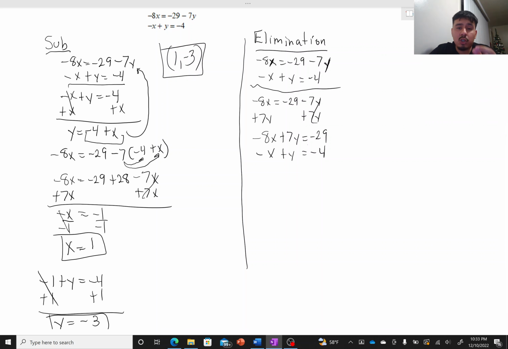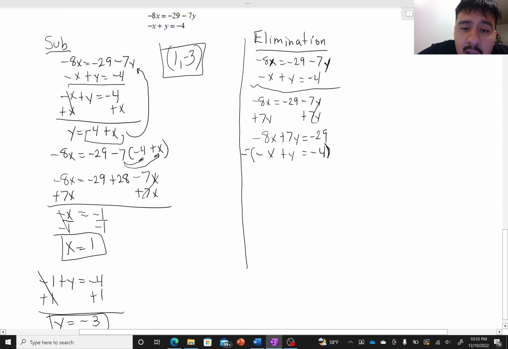So I have to force one of my two equations to look like the other, one of the two variables in the other equation. So the next step that I can do, I'm going to multiply this second equation by negative 7. I want to get rid of the y's. So I'm going to multiply times negative 7 on everything. I'm going to multiply times the negative x, I'm going to multiply times the y, and I'm going to multiply times the negative 4. So I'm just going to rewrite it over here on the bottom.